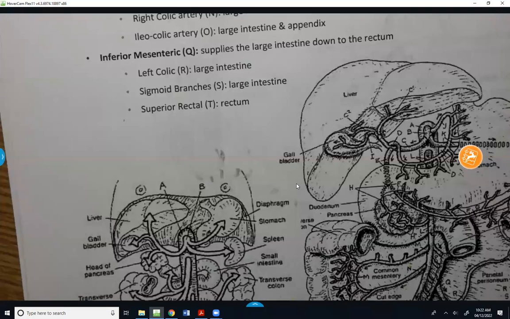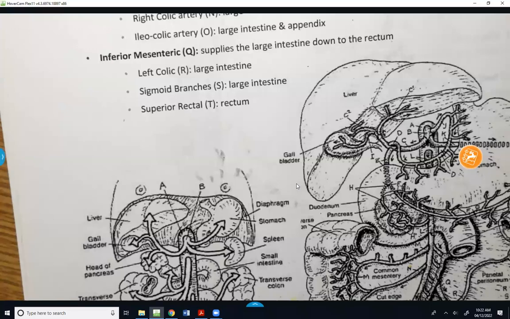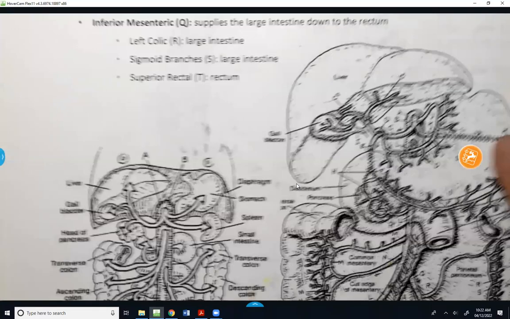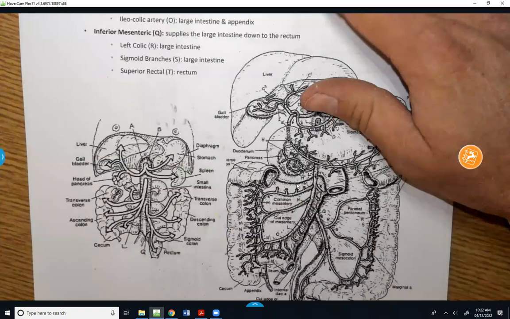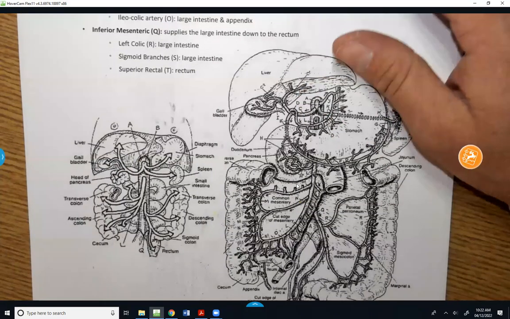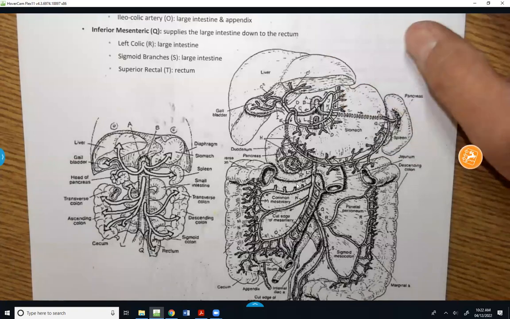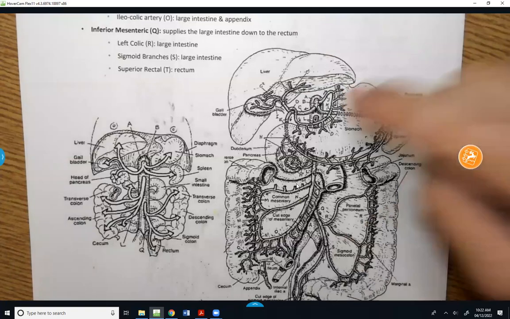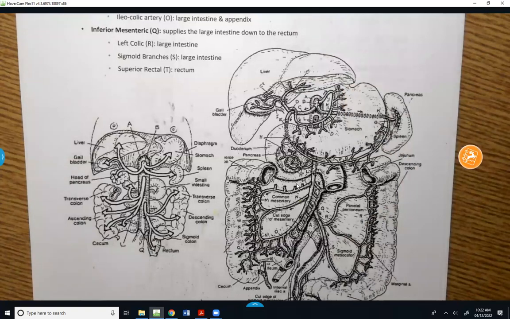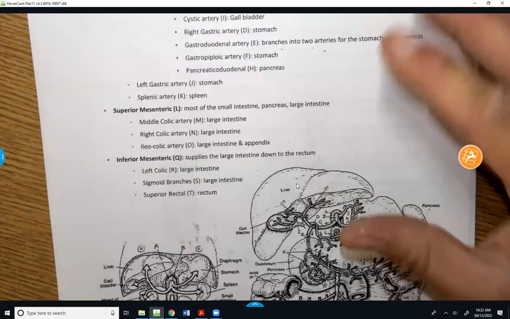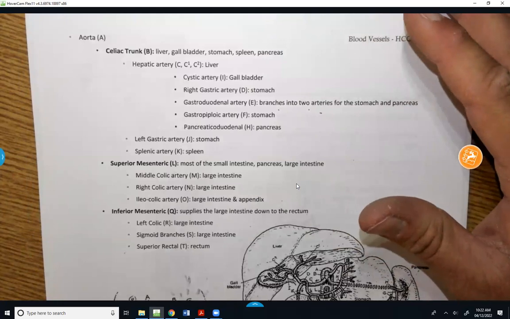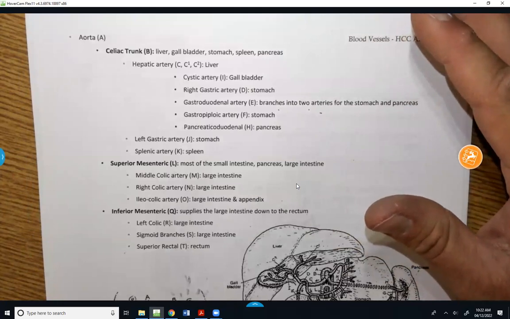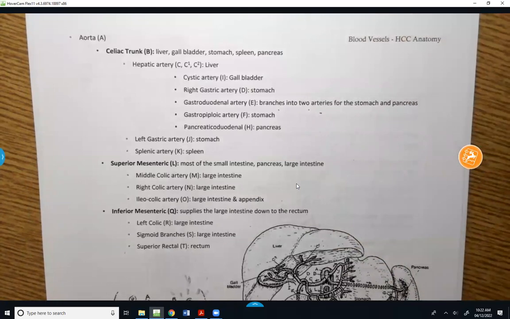All right, moving to one of our most complex images. We're going to look at blood vessels that come off the abdominal aorta to feed things like our liver, our stomach, spleen, the intestines, both small and large. And you can see there's a lot of things listed on this page. I've only got 3 things bolded for you.